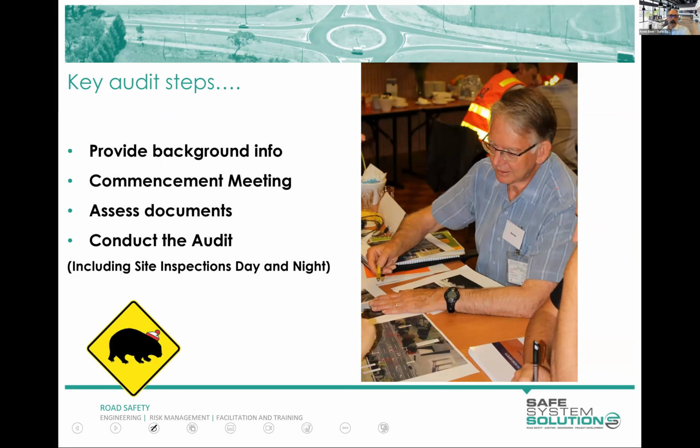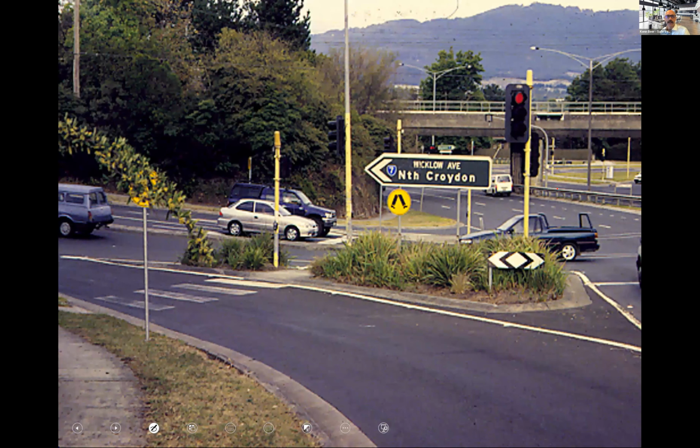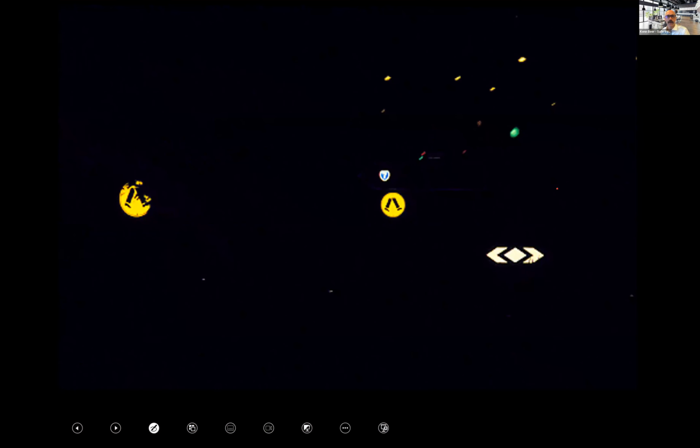So then you collect all this background information, have a commencement meeting, as I said, look at the documents, and then do a daytime and nighttime inspection. We go out there during the day to look at the site and see what we can see, and there's lots of stuff you find. You can easily see where North Croydon is there during the day, or the direction of North Croydon. It's not so easy there at night. That's one example, but there's lots more things that can pop out at night that you maybe don't expect.